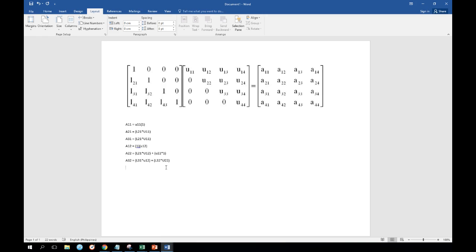So let's now do the A13. This is row 1, column 3. So you have to multiply the first row by its third column. So that's U13 times 1. Then the rest are 0. So let's move to the next, A23. That's the second row multiplied by the third column. So we multiply first L21 by U13 plus U23 multiplied by 1.